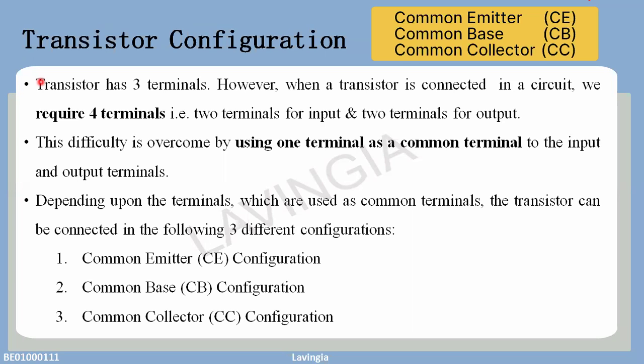Now, whenever we want to connect a transistor with some external supply source, we always require four terminals, right? That is two terminals for the input and two terminals for the output. But as the transistor has only three terminals, what we do is use one terminal as a common terminal to our input and the output terminal.